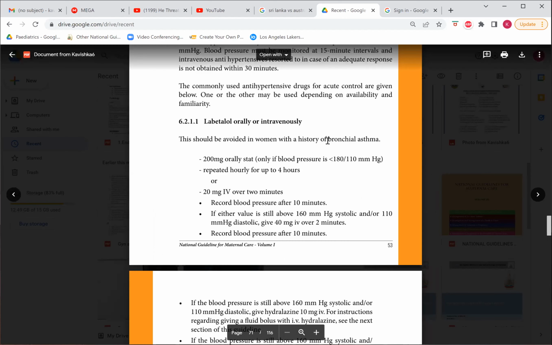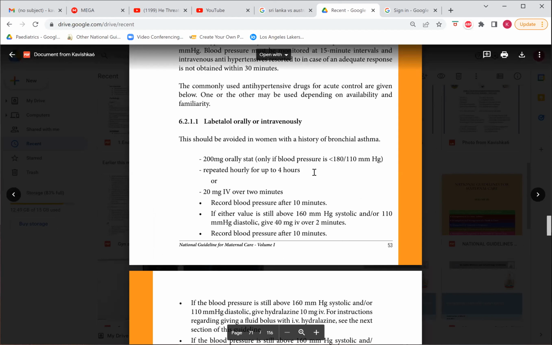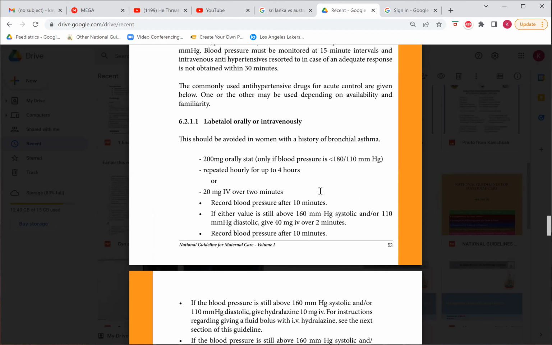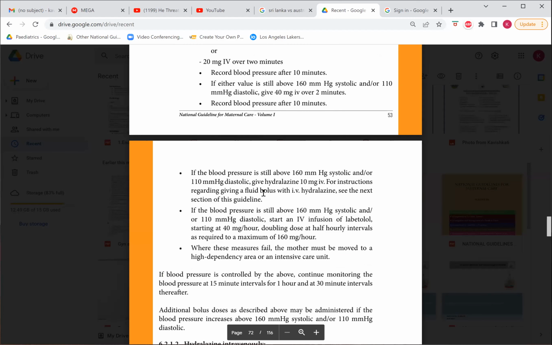If a patient has severe hypertension, you give 200 milligrams of labetalol orally stat. If that does not work, you can repeat it in 4 hours, or you can give IV labetalol 20 milligrams in 2 minutes, and then you record it after 10 minutes. If the value is still high, you can increase the dosage to 40 milligrams. And if it's still high, you can consider an infusion of labetalol, starting at 40 milligrams per hour, doubling the dose up to 160 milligrams per hour.